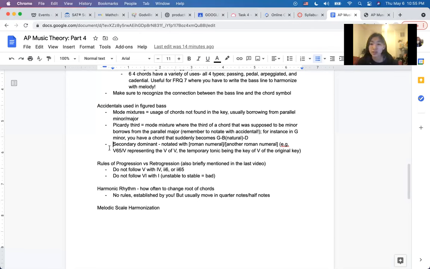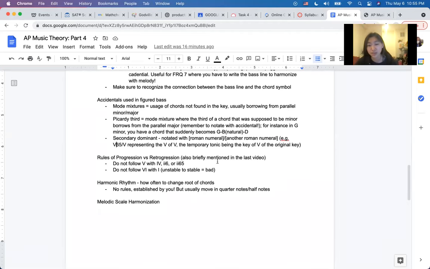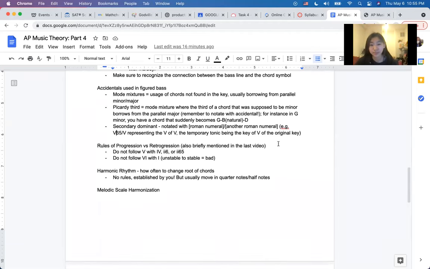So for instance, if you have a 5/6/5/5, that represents a 5 of a 5 chord, the temporary tonic here being the 5 of the original key. I hope that makes sense. It can sound kind of confusing, but you'll get used to it.